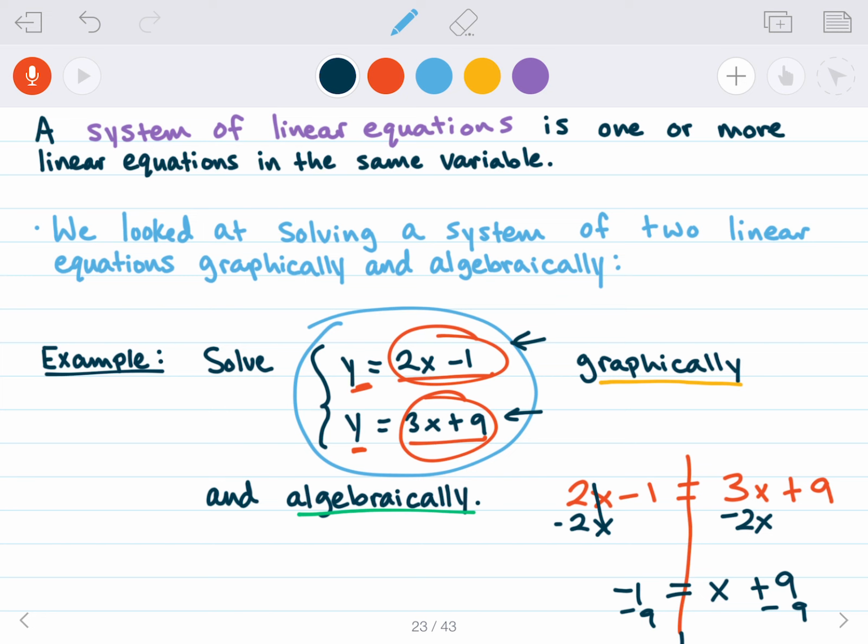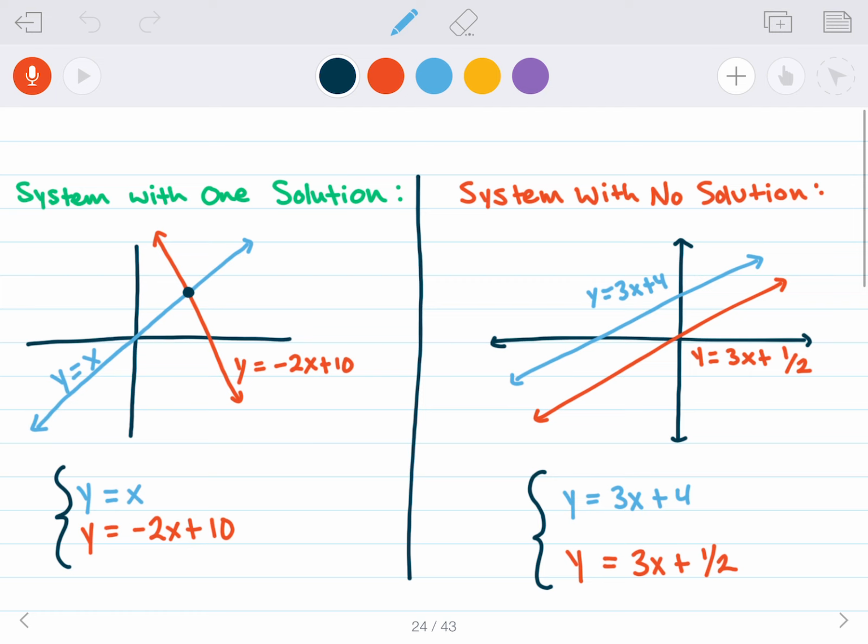We're going to look at other strategies to solve these things. We're going to look at substitution, which we've technically been doing. We substituted both of these things in for y and solved for x, but we're going to do some more sophisticated substitution, as well as another method called elimination. So let's just do some more review with this.